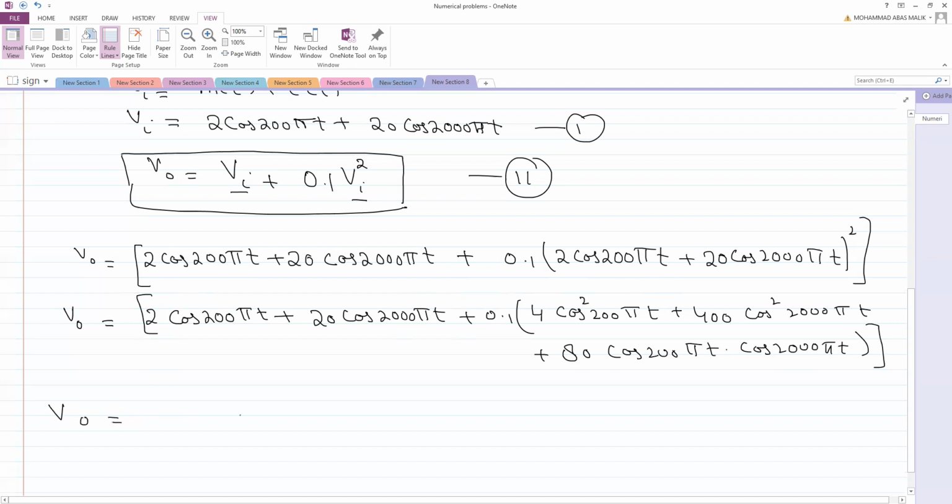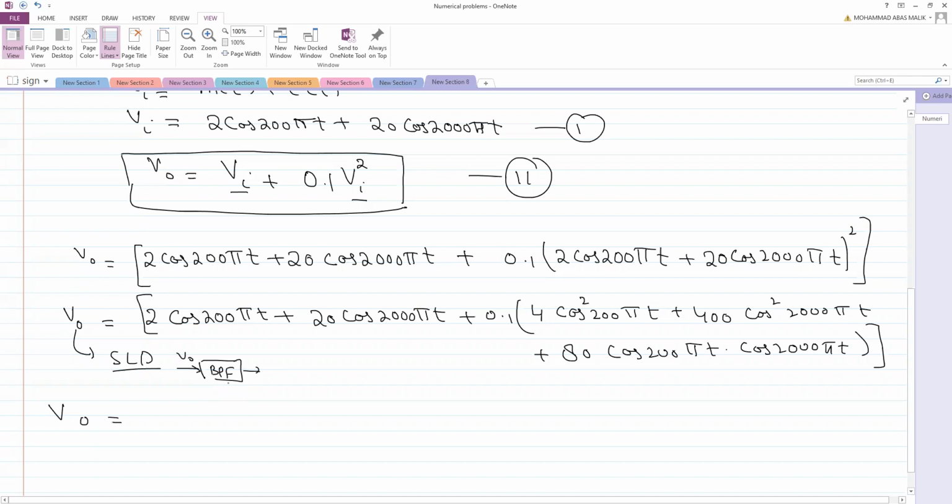V output is this value. On simplifying, you can just write down this. This is your V output. So you can say this is the output of the scalar device, the SLD. Now this SLD output is passed through a band pass filter. That means this is V output and it will pass through a band pass filter.